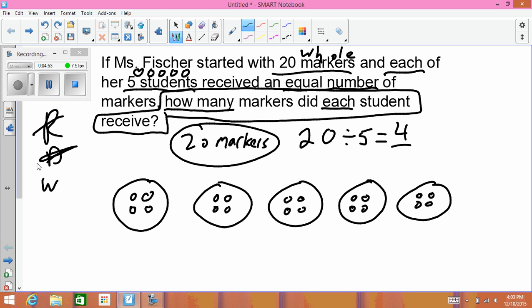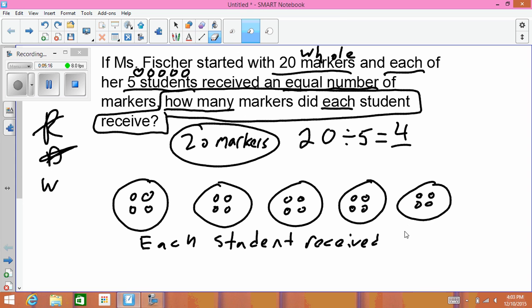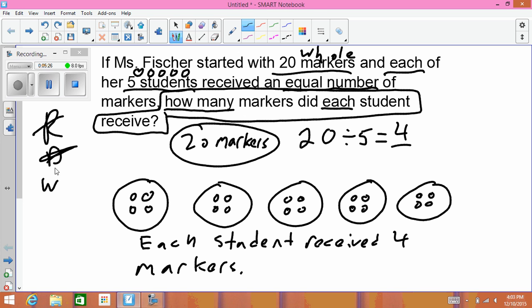W, I make sure that when I do my written response, I use the words of the question. Since the question asked me how many markers did each student receive, I can answer like this. Each student received 20 markers. Whoops, sorry. Each student received 4 markers. And with that, I've completed my RDW process, and I am done with modeling division by sharing.